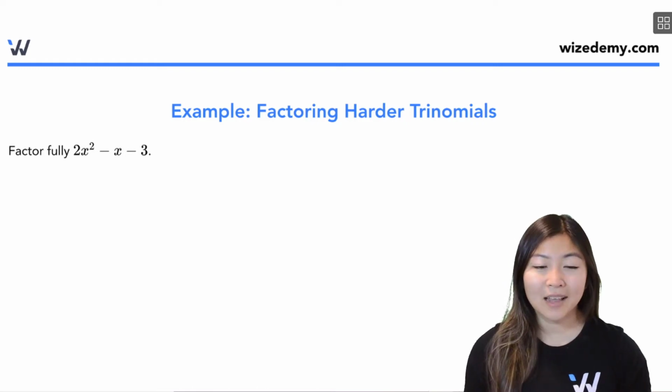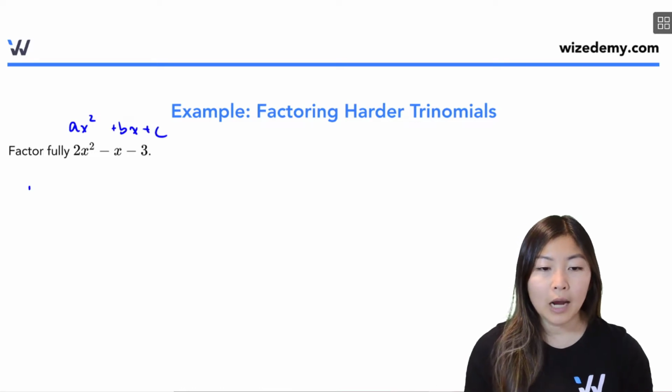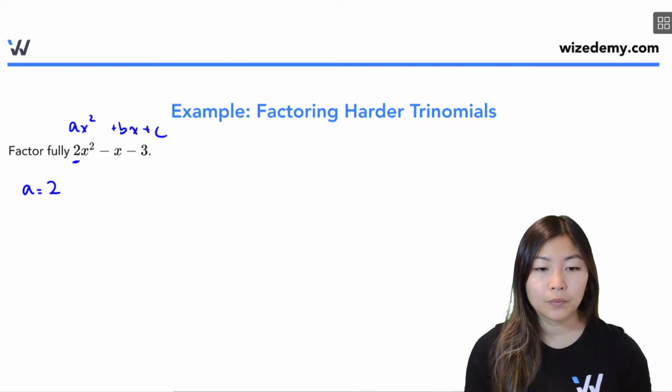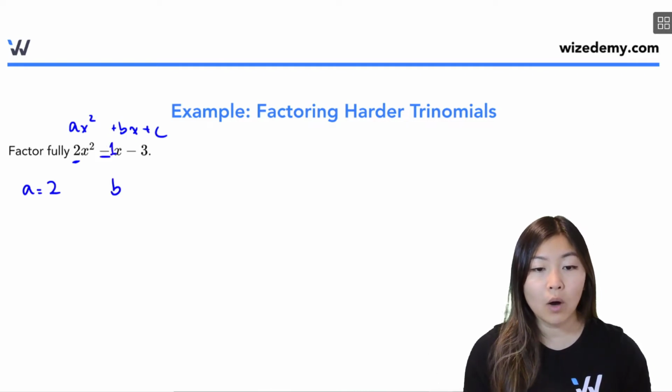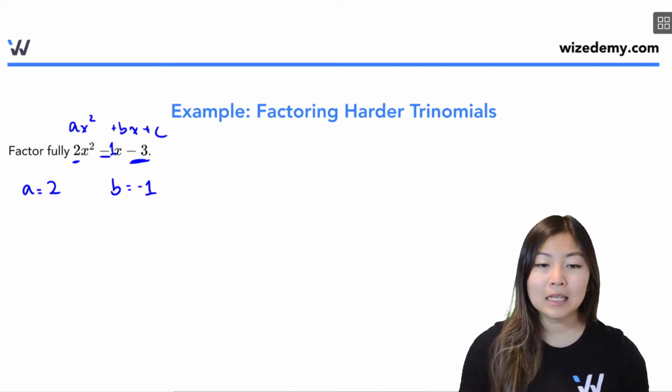Alright, let's take a look at this example together. We want to factor fully 2x squared minus x minus 3. So this is a trinomial of the form ax squared plus bx plus c, where a is the coefficient in front of x squared, so that's 2. B is the coefficient in front of x, so that's negative 1. Don't let that negative fool you, there's a 1 there. And then c is the constant term that's by itself, so that's negative 3.